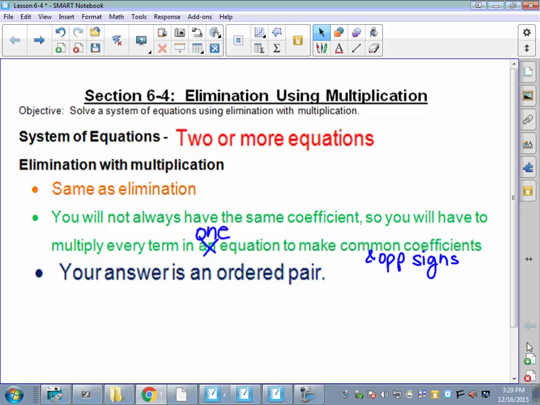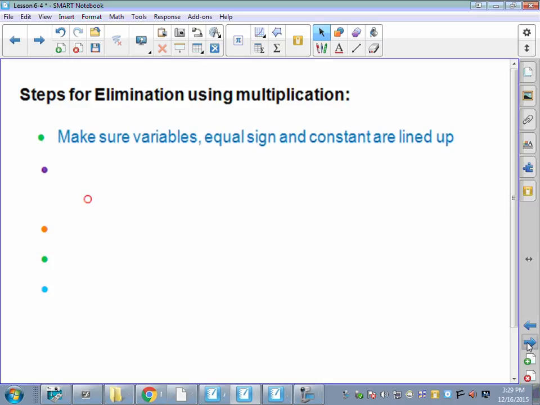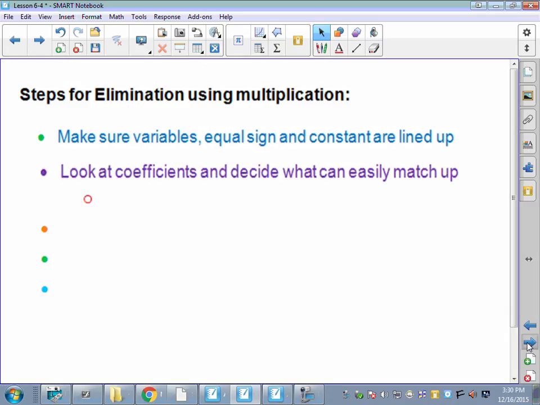So let's talk about some steps for elimination with multiplication. First of all, if things are out of order, not in standard form, make sure your variables, equal sign, and constant are all lined up. That is standard form, ax plus by equals c. So make it that way if it's not. Look at the coefficients of each of your variables. Decide what can easily match up. What do both of those coefficients go into? What could we multiply by to get there?